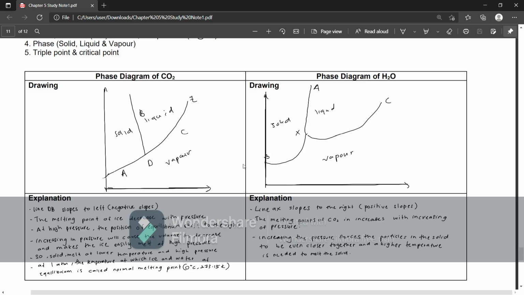So for the phase diagram of CO2, the drawing looks like this. The explanation: line AX slopes to the right, a positive slope. The melting point of CO2 increases with increasing pressure. Increasing the pressure forces the particles in the solid to be even closer together and a higher temperature is needed to melt the solid.